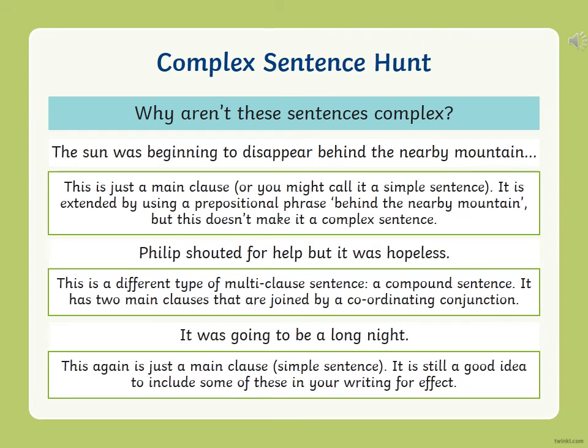Now these sentences are not complex sentences. The first one is just a regular simple sentence. It's extended using a prepositional phrase, behind the nearby mountain. The second sentence is a compound sentence and it is using the coordinating conjunction but. Coordinating conjunctions are also known as fanboys. It was going to be a long night is just a regular simple sentence. It has one complete thought.